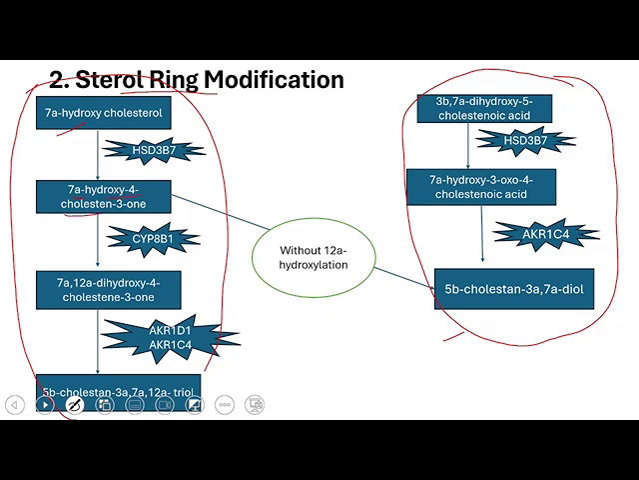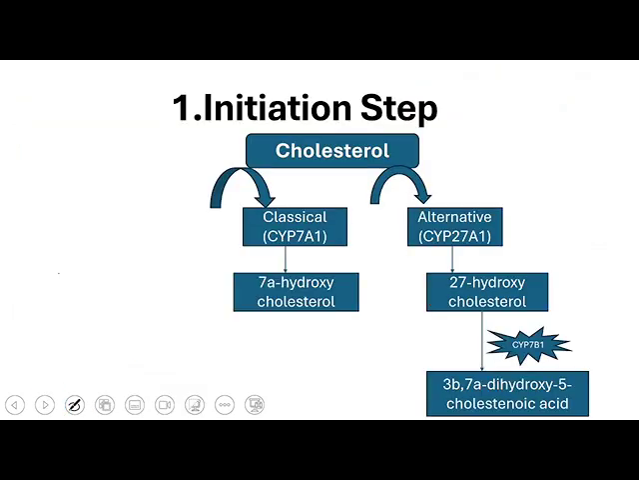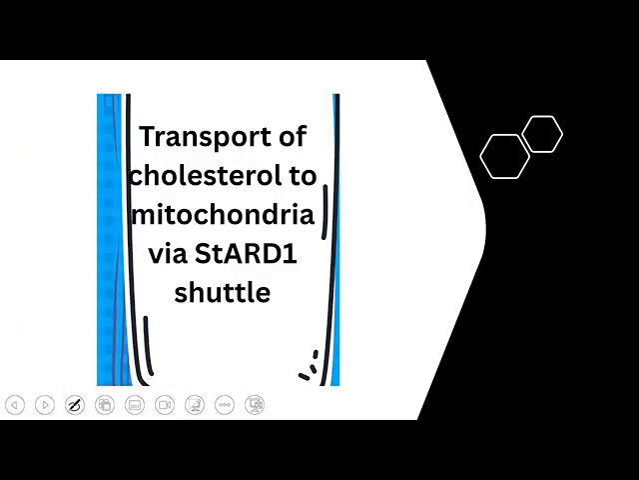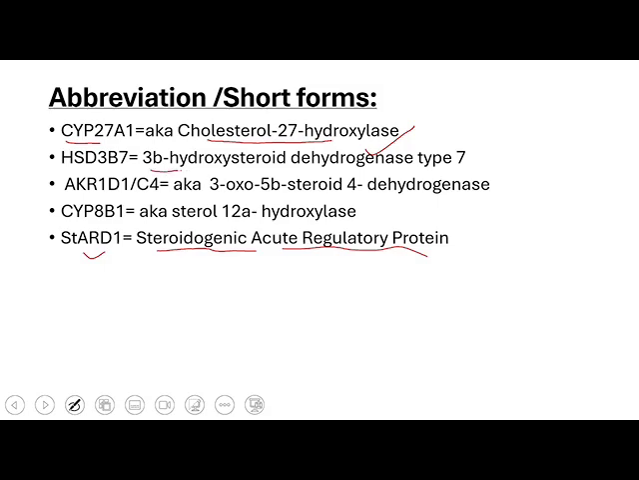and from this catalysis it is converted to 7 alpha hydroxy 4 cholesten 3 one. The same enzyme acts on 3 beta 7 alpha dihydroxy 5 cholestenoic acid, which was already formed in the alternative pathway. This again gets converted to 7 alpha hydroxy 3 oxo 4 cholestenoic acid by the same enzyme, and this enzyme is 3 beta hydroxy steroid dehydrogenase type 7.